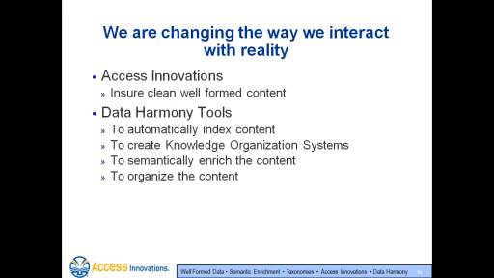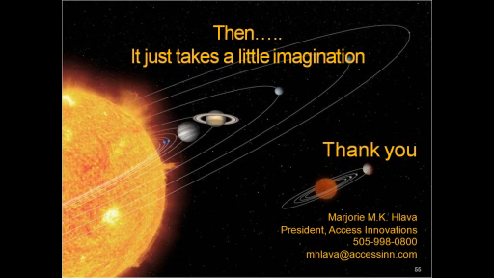For Access Innovations, we work to ensure clean, well-formed content, and then we use our tools, the Data Harmony tool set, to automatically index the content, to create knowledge organization systems, to semantically enrich the content, and to organize it in as many ways as is practical on a particular data set. And with that, it only takes a little imagination to move forward.